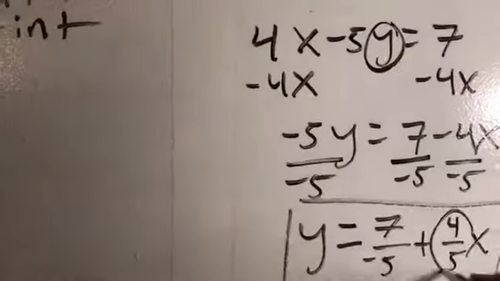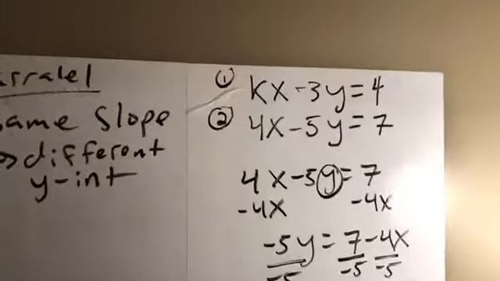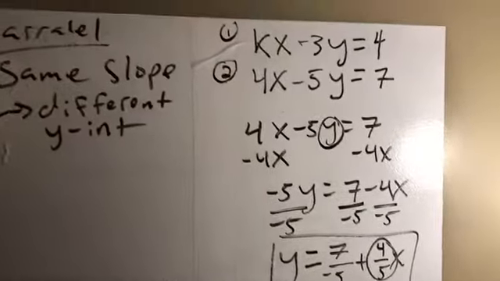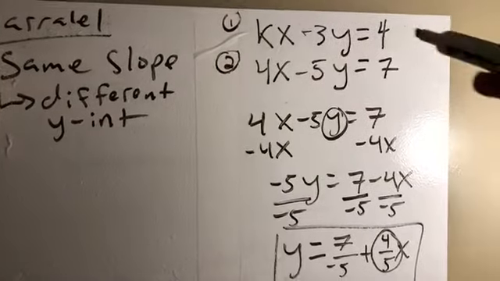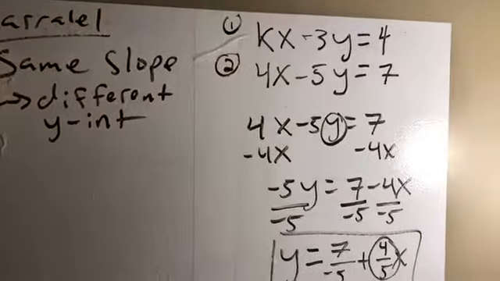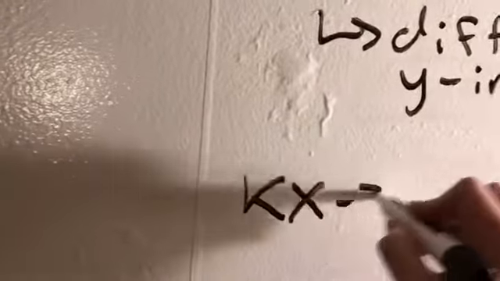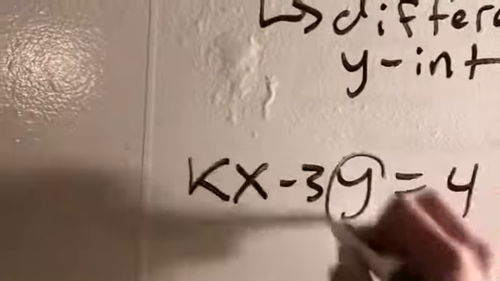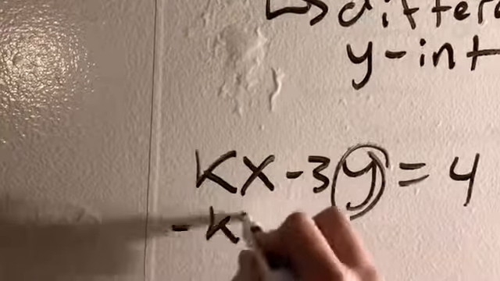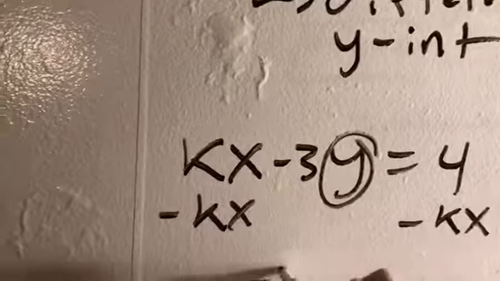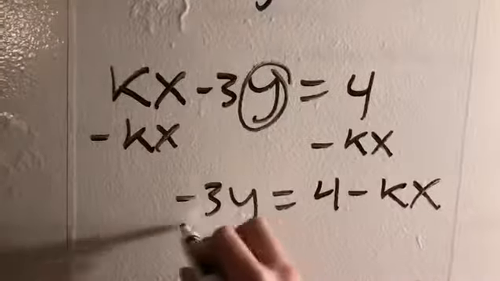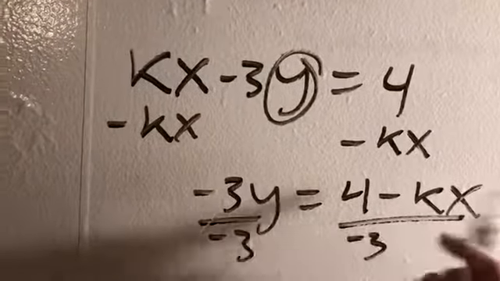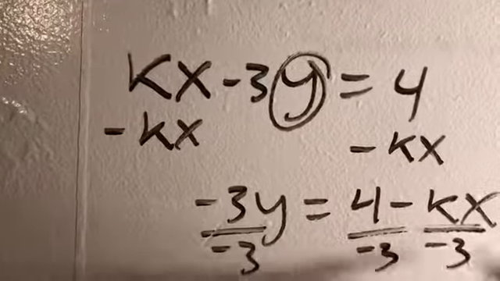So if the other equation gets 4/5 x, that means these lines are parallel and it's impossible for them to have a solution. So let's take this equation up here and start solving it and get a little bit closer. So I'm also going to take equation number 1 now and solve it for y. I'll subtract kx this time, then divide by that negative 3.